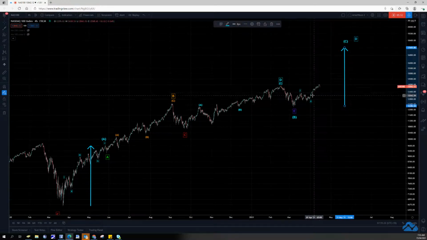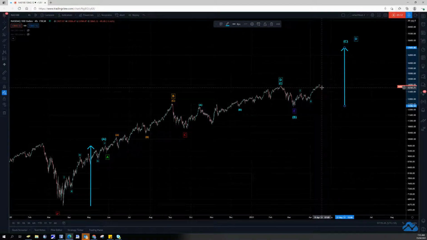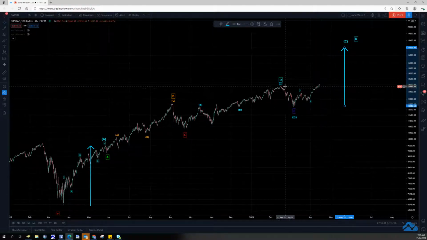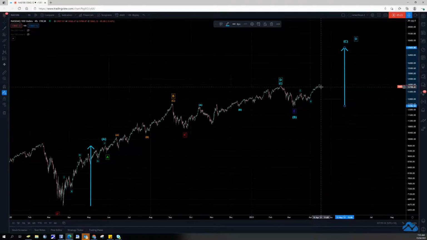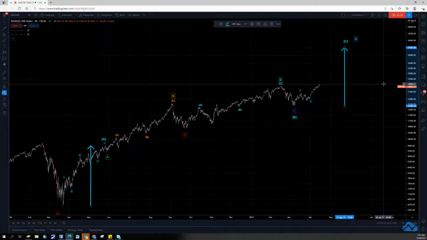And I do believe we are in wave 3, so we should see a move to the upside from here. As you know, when we break highs, we get a little bit of a pullback. However, this is quite normal. We're going to see wave 3 and then 4 and 5 until we hit that 17,000 mark, roughly.